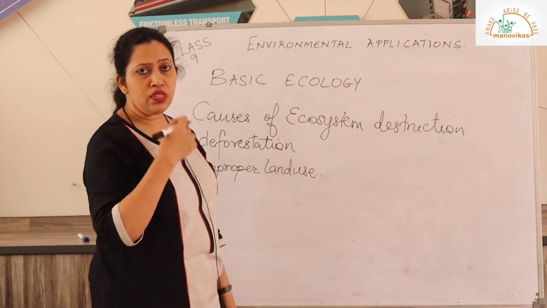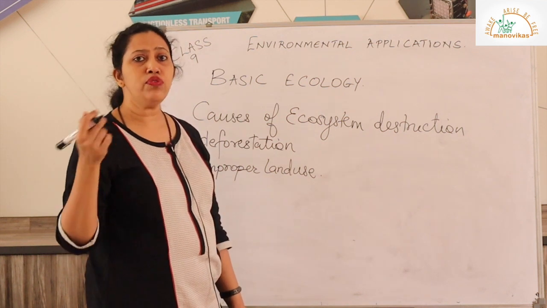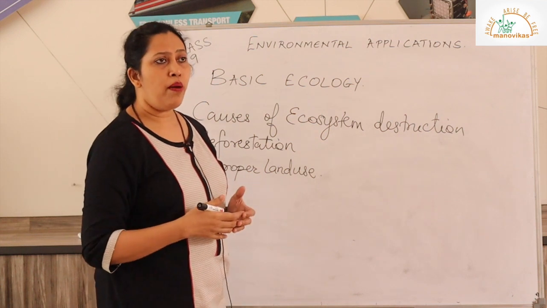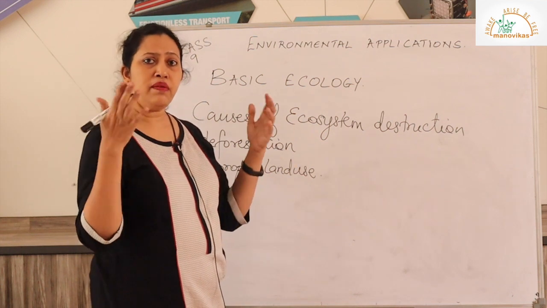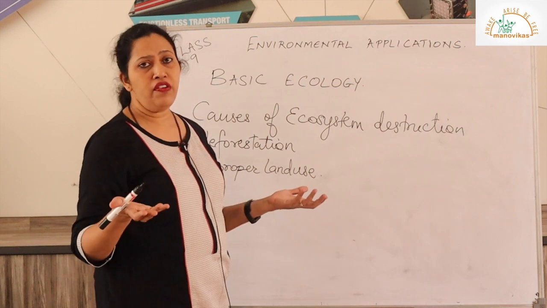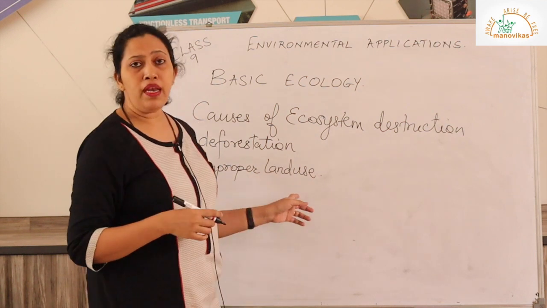Some fertile land is used this way, and some infertile land may be used for agriculture, and the farmer may need to put more fertilizers and pesticides there because it is infertile. So this is called improper land use.